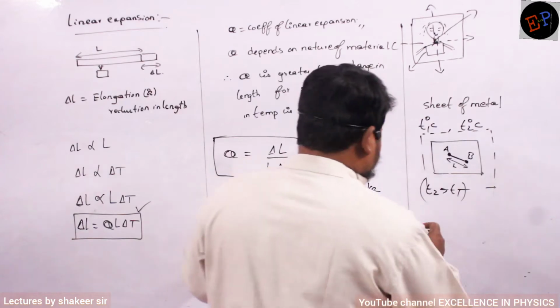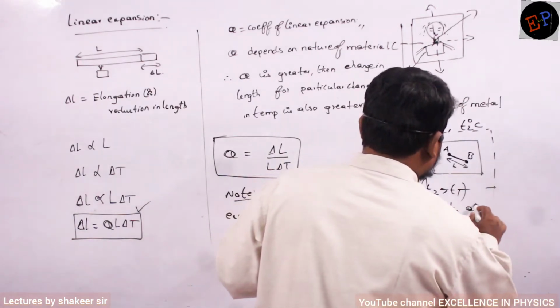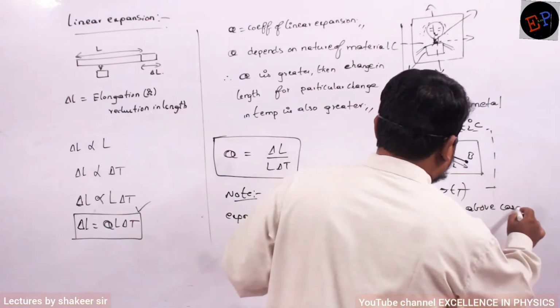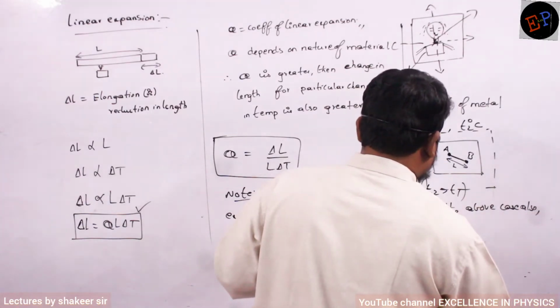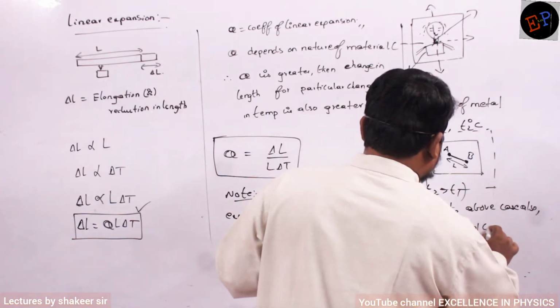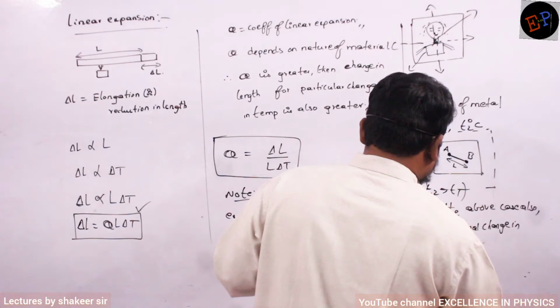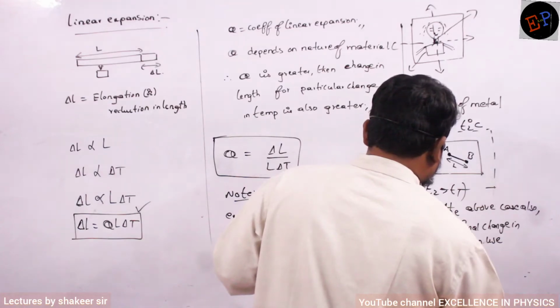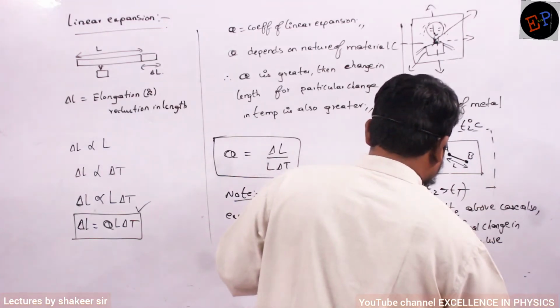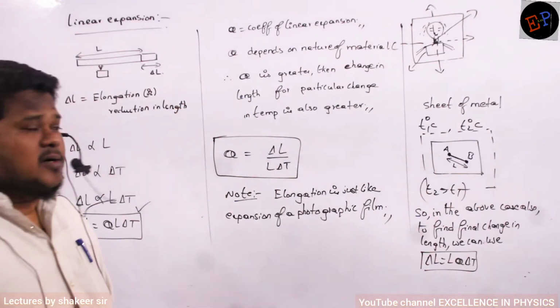So make a note. So in the above case also, to find the final change in length, we can use which relation? Delta L is equals to L alpha delta T. This relation definitely we can use. So not only in this condition.